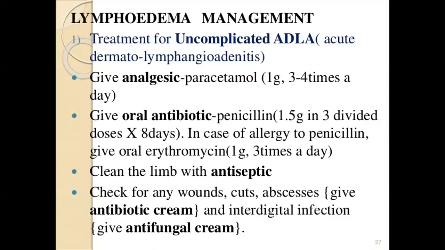Now, how is lymphedema managed? Treatment of uncomplicated acute dermatolymphangioadenitis: give analgesic paracetamol 3 to 4 times a day. Give an oral antibiotic like penicillin, 1.5 grams in 3 doses for 8 days. In case of allergy to penicillin, give oral erythromycin 1 gram 3 times a day. Clean the limb with antiseptic. Check for any wounds, cuts, abscesses. Give antibiotic cream, and for interdigital infection, give antifungal cream.